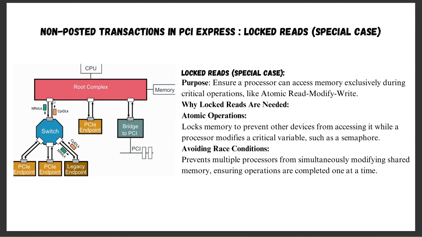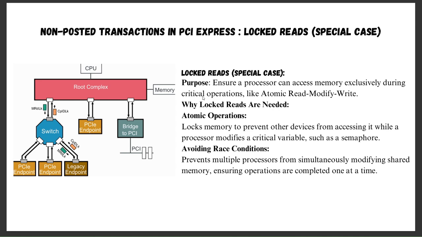Now how do locked reads handle errors? If something goes wrong, like the data cannot be fetched, the device sends a locked completion without data indicating an error. The status field in this completion packet will tell the requester what went wrong and the lock will be cancelled. After that, software will need to decide how to handle the error, for example, by retrying the request or taking some other action.